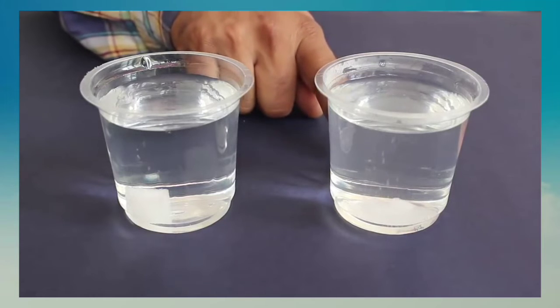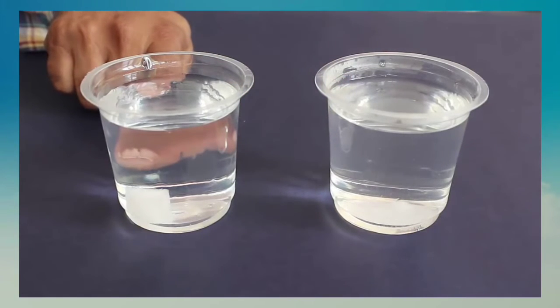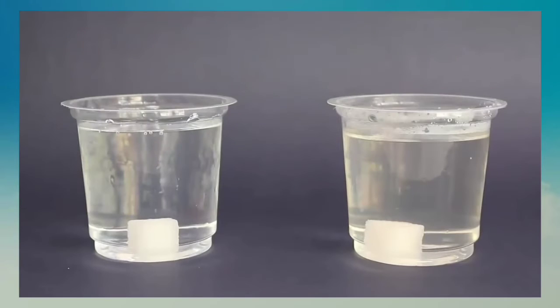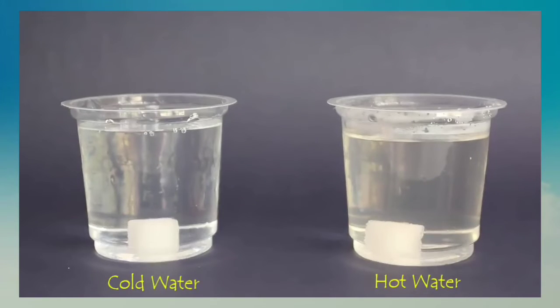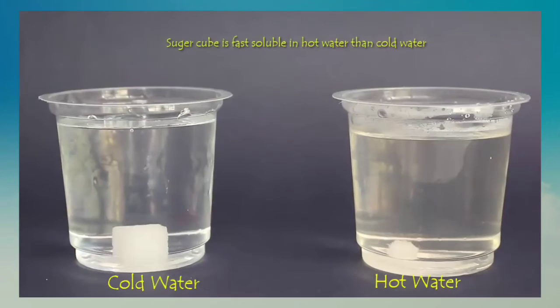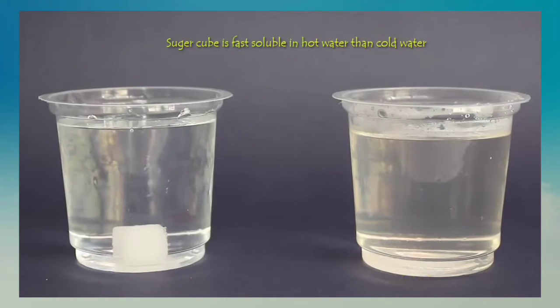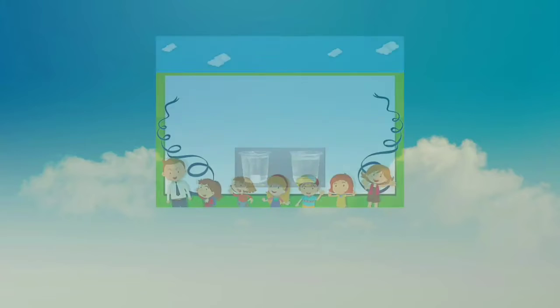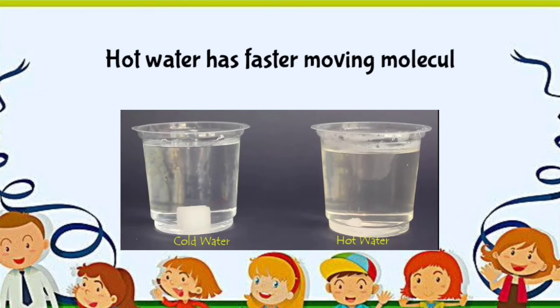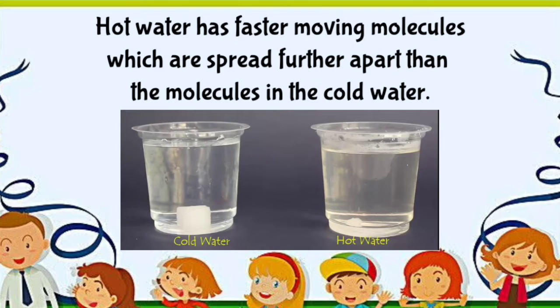Observe what will happen to the sugar cube in both cups of water with different temperature. As you can see, the sugar cube dissolves faster in hot water than in cold water. The cold water is not able to dissolve as much sugar as the hot water. But why? It is because hot water has faster moving molecules which are spread further apart than the molecules in the cold water.